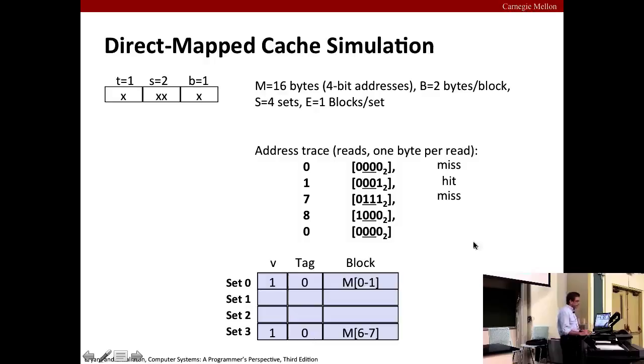The next reference that comes by is 8. Now 8 has a set index of 0, 0, 0, but that's currently occupied by block 0, 1, and we can tell that because address 8 has a tag of 1, and the existing block, the block at address 0, has a tag of 0, so that's a miss. So now we have to go fetch the block containing byte number 8 from memory. So now we have bytes 8 and 9 and our new tag bit.